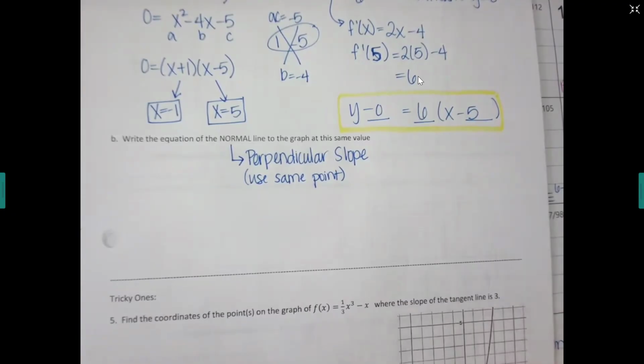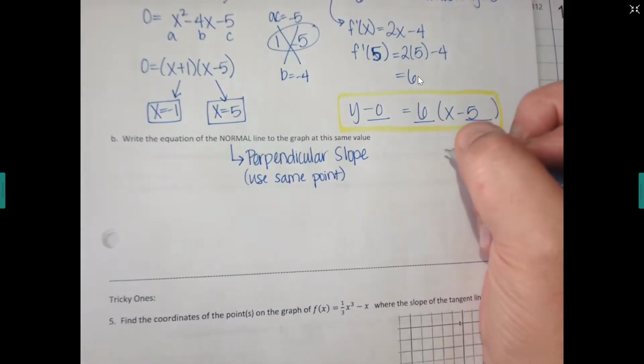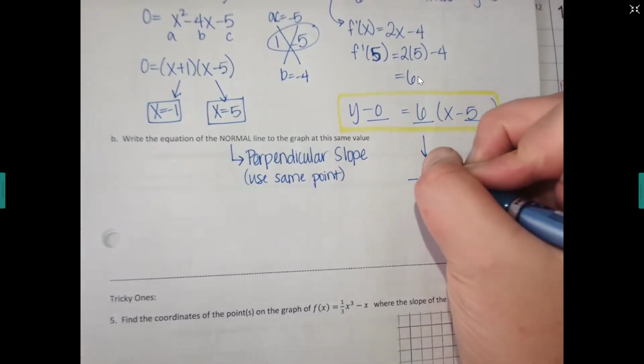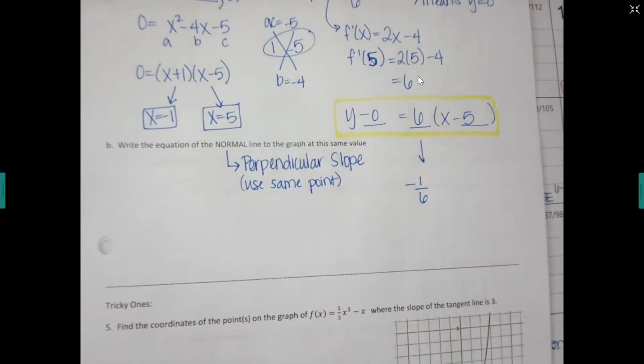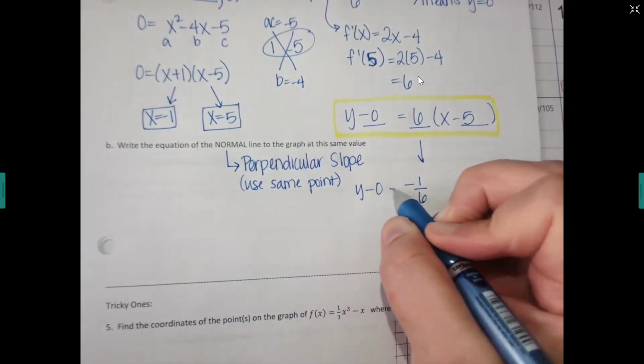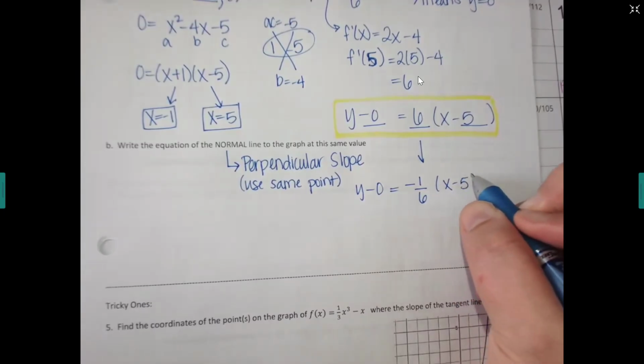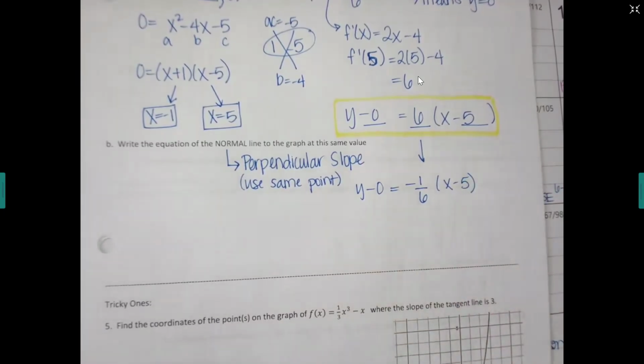A little bit, maybe. So if my slope here is 6, I would change the sign to a negative, and then I would flip it to make it a fraction. So 6 is 6 over 1. Then this would go to negative 1 over 6. But every other part of the equation would stay the same. So it'd be y minus 0, x minus 5. The only thing that you would change for a normal line is that you would use a perpendicular slope to the one that you found.